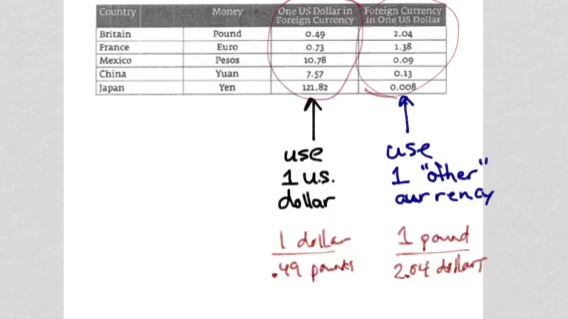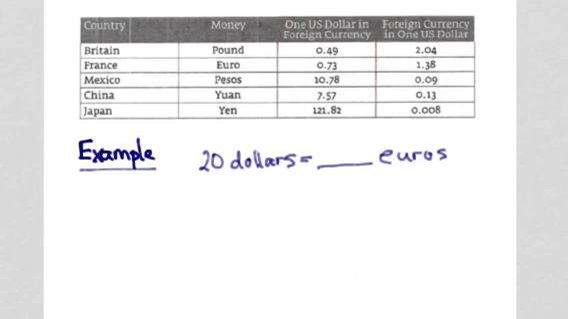So again, each column can be used. It doesn't matter which column you use. You just have to be careful as to which country gets the one. If it's this first column, then the U.S. money, the dollar, gets the one. If it's the second column, it's the foreign currency that gets the one. It doesn't matter. You can use both, and I'll show you in a couple of examples.